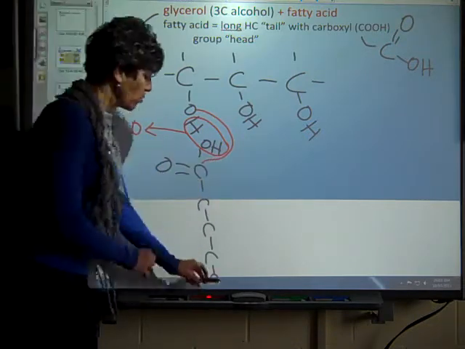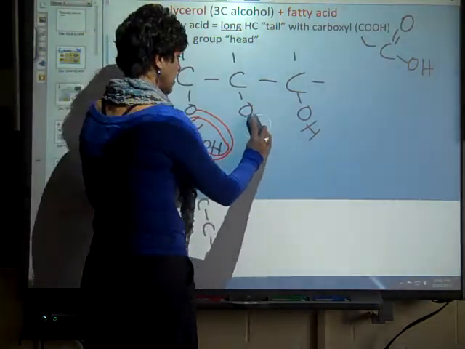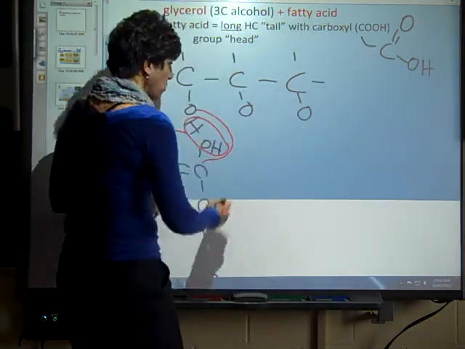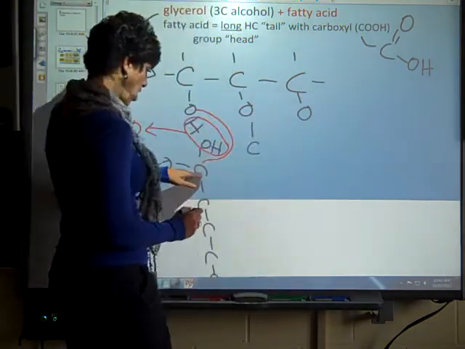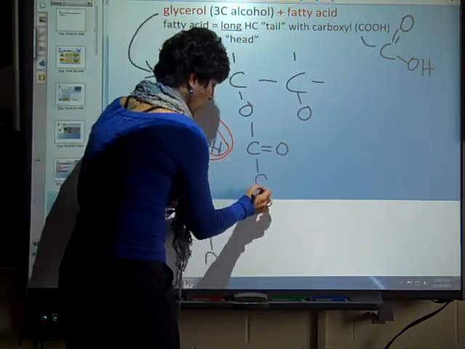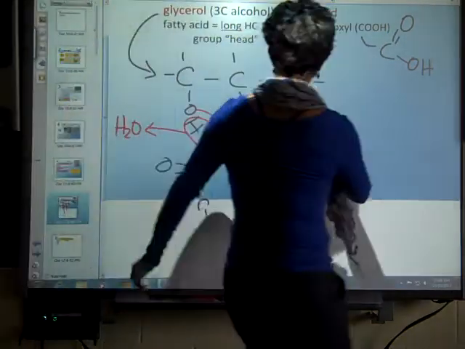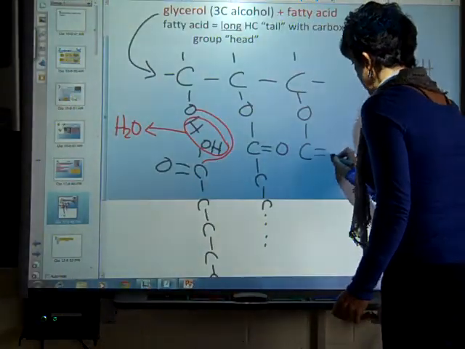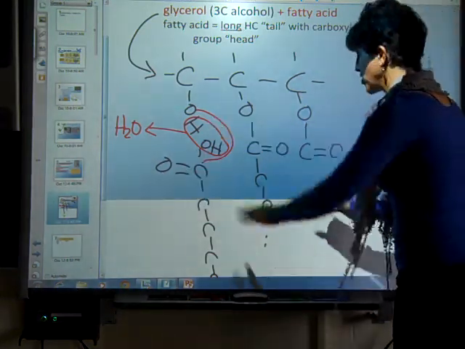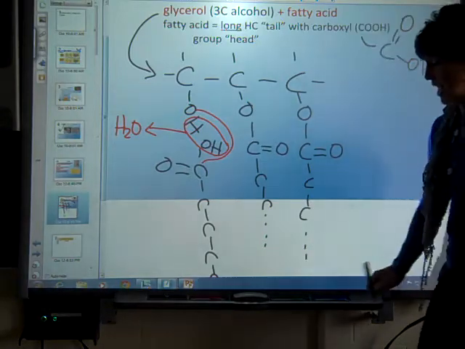So now that I've shown it one time with that, I am going to erase this H and erase this H and draw in what it would look like. I have my carbon. It has a double bonded oxygen, and then the rest of my carbon chain. And over here, same thing. Carbon with a double bonded O that used to be a carboxyl group, but it lost its OH. And then my carbon, dot, dot, dot.